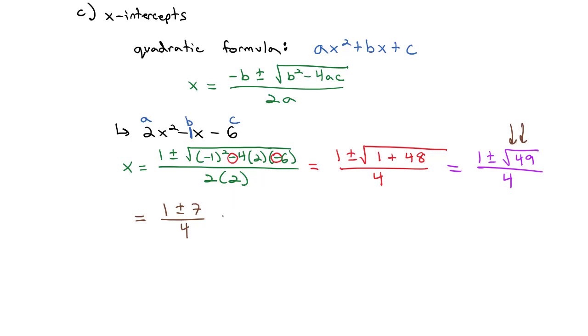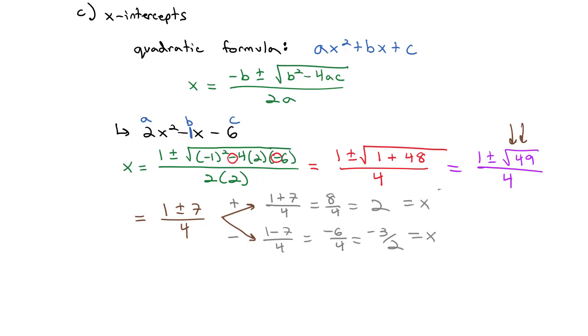So if I have taken the square root, that means I can simplify it out into two different directions, one with the plus and one with the minus. If I do 1 plus 7 over 4, I get 8 over 4, which reduces to 2. If I do 1 minus 7 over 4, I get negative 6 over 4, which reduces to negative 3/2. These are the two x-intercepts that we have just found.